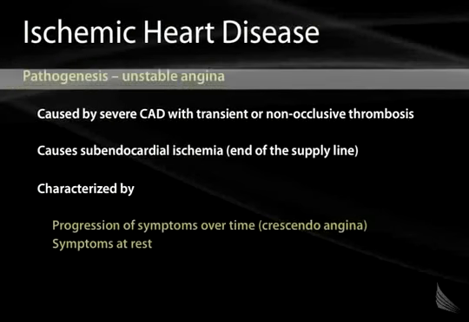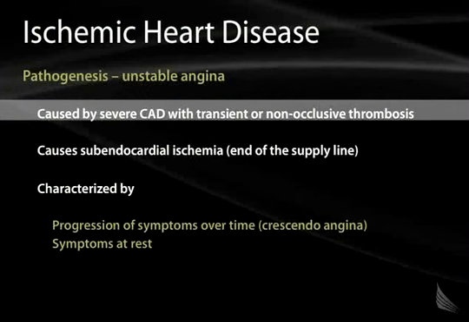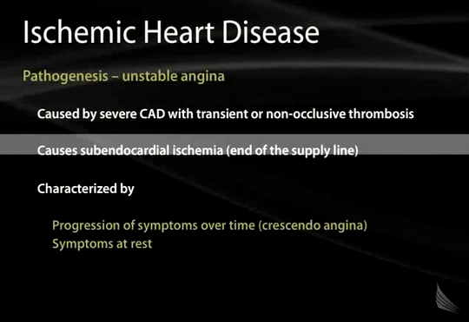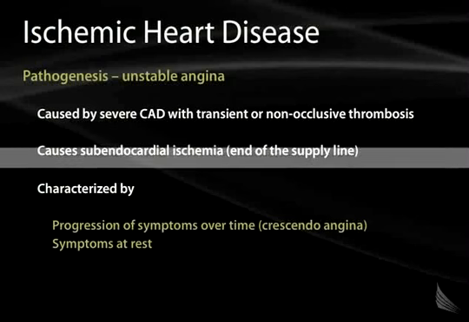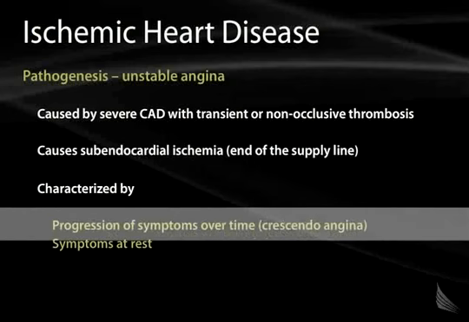Unstable angina is caused by severe coronary artery disease with transient or non-occlusive thrombosis. It causes sudden cardiac ischemia at the end of the supply line, so to speak, and it is characterized by progression of symptoms over time. So worsening in terms of frequency or severity of the chest pain, so-called crescendo angina, or if you have symptoms at rest, by definition is unstable angina as well.